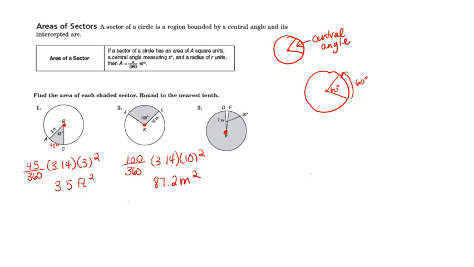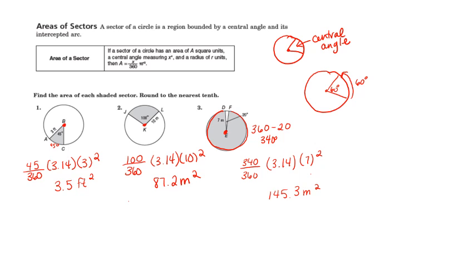And then for number 3, that little sliver is 20. So the arc there, we call that a major arc because it's bigger than 180, is 340 degrees. So from here to here, which is the area we're talking about, is 340 degrees over 360 times pi times the radius squared, which is 145.3 meters squared.